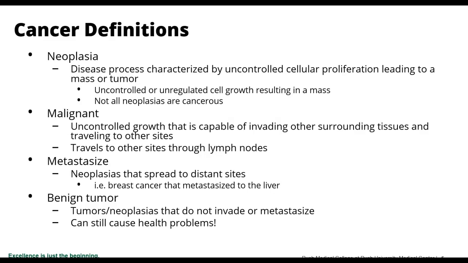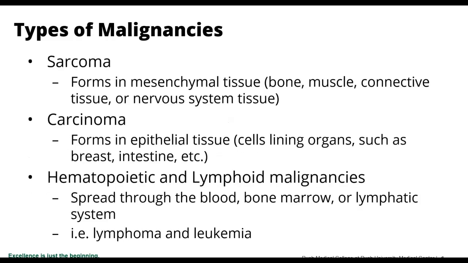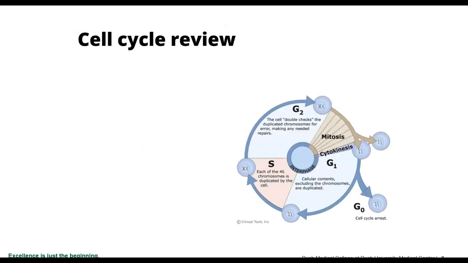Metastasize is when it spreads to distant sites, for instance, breast cancer metastasizes to the liver, and benign is a tumor that does not invade or metastasize, but it still can cause health problems. And I'm sure you'll get these same definitions from pathology. Again, types of malignancies: sarcoma, meningeal tissue, bone, muscle, connective tissue, carcinoma, epithelial cells, hematopoietic and lymphoid, what we're going to talk about in hematology, is a cancer in the blood or bone marrow lymphatic system, lymphoma and leukemia.